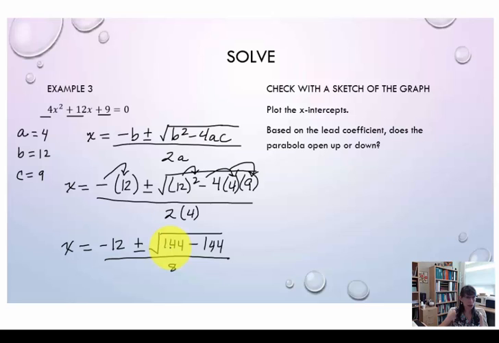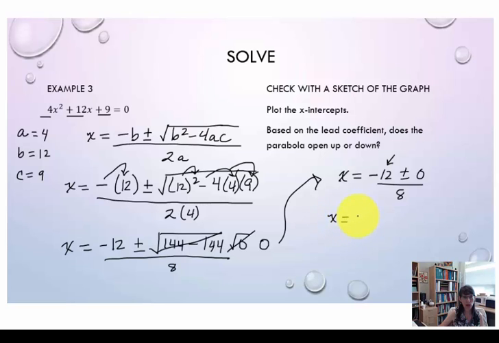Look at under the radical here, 144 minus 144. That is 0. So that simplifies as the square root of 0, and square root of 0 is 0. So to simplify the whole expression, x now equals negative 12 plus or minus 0 divided by 8. When you add 0 or subtract 0, we're not changing the value of this first term.